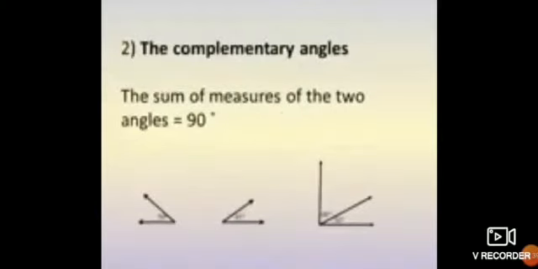Number two, the complementary angles. Complementary angles mean that the sum of the measures of the two angles equals 90 degrees. Look at the right side. You find the angles 30 degrees and 60 degrees. They are adjacent complementary angles because they have a common side and also a common vertex.